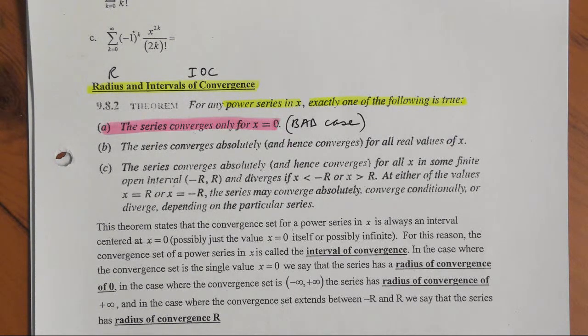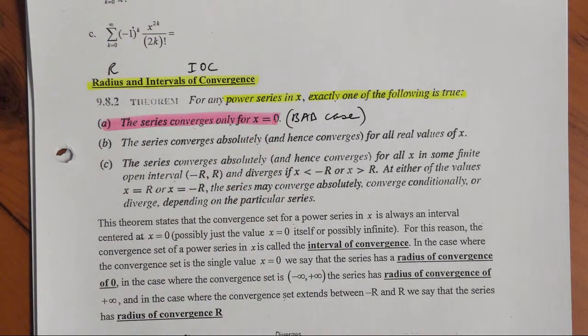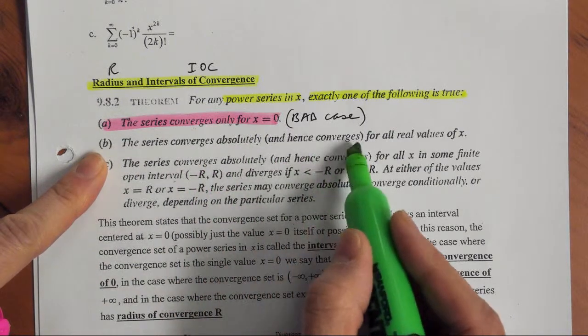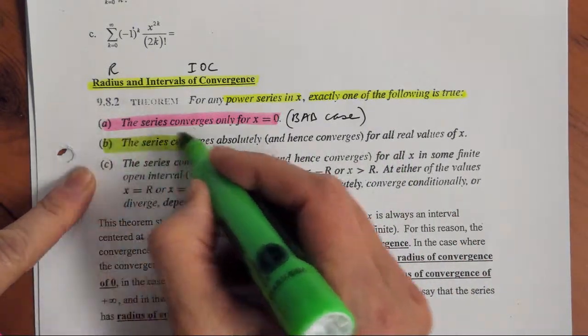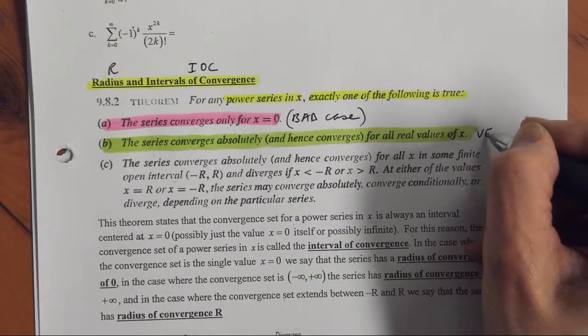Okay. So that means that it's only good for one point, which is really not even that good. And then the second case is the series converges absolutely, hence converges for all real values of x. So a case like this would be during the first lesson when I had you guys start off with a sine graph, and then we kept extending it, and then it got better and better continually, right? So this is very good.